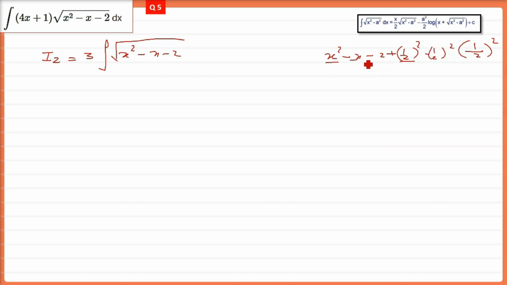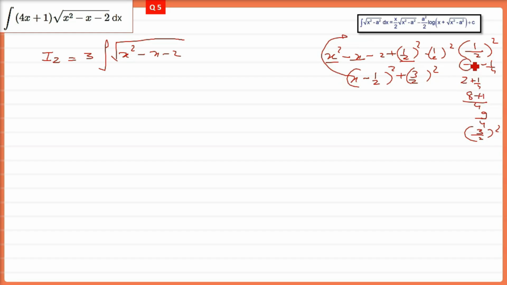So a square plus b square minus 2ab, which is x minus half whole square, is the first term. How about the second term? That is negative 2 minus 1 by 2 whole square. So it's just 2 plus 1 by 4. You can take the negative outside. It will be simply 2 plus 1 by 4, which is 8 plus 1 by 4, that is 9 by 4, which is essentially 3 by 2 whole square. We need a perfect square. That's why I have written 3 by 2 whole square in place of 9 by 4.